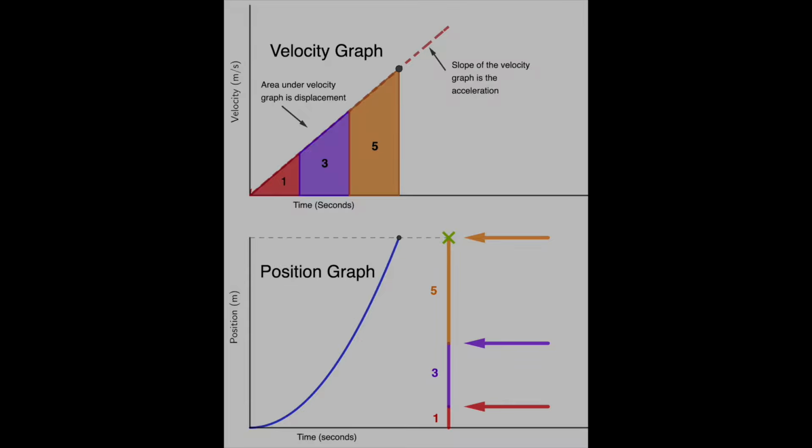And if you really think about it, that makes a lot of sense, because in this instance, the particle is speeding up. If you look at the velocity graph, it's increasing. And when you think about a particle that's speeding up, every 1 second, it accumulates more distance than it did in the previous second.